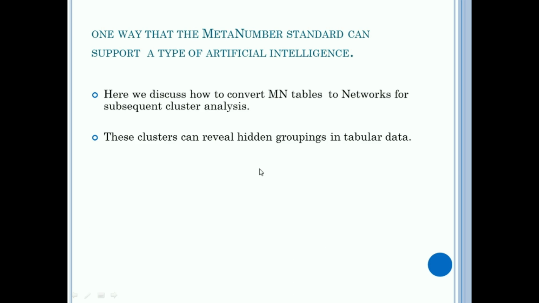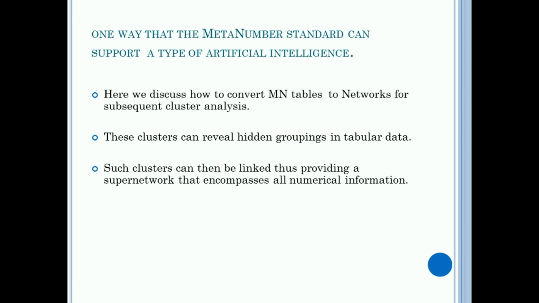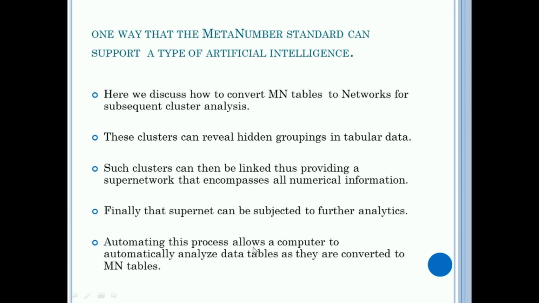Now, these clusters that we're going to find can reveal information that's hidden and not easily obtained in other ways. The resulting clusters can then be linked into what we call a supernet, or a network that spans all of this numerical information, and that supernet can then be subjected to still further analytics. This whole process can be fully automated, allowing a computer to constantly uncover hidden information. In a certain sense, the computer can sit and read MetaNumber tables as they're formed, and then perform this analysis and uncover this information, much like the human mind does, as we will show.